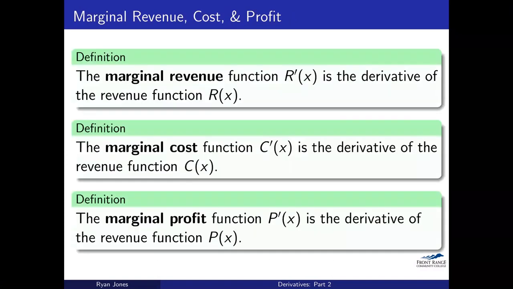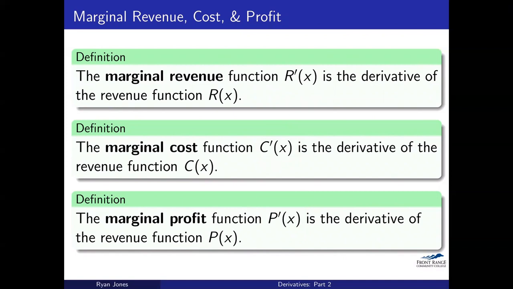And so notationally, we saw before that we can use f prime of x to denote a derivative. So if I have a revenue function R of x, or a cost function C of x, or a profit function P of x, I can just denote their derivatives by adding these little primes right there. So I'd have R prime of x, C prime of x, and lastly, P prime of x. And that's going to give us that notation for marginal revenue, marginal cost, and marginal profit.